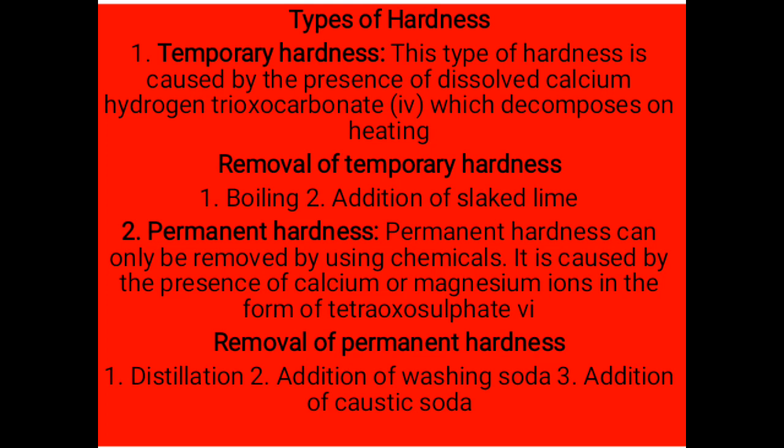Permanent hardness. Permanent hardness can only be removed by using chemicals. It is caused by the presence of calcium or magnesium ions. Permanent hardness, like I said, can only be removed by using what? Chemicals. It is caused by the presence of calcium or magnesium ions in the form of tetraoxosulfate 6. And how do you remove it? 1. Distillation. 2. Addition of washing soda. And 3. Addition of caustic soda. These are the 3 ways of removing permanent hardness: distillation, addition of washing soda, and addition of caustic soda.